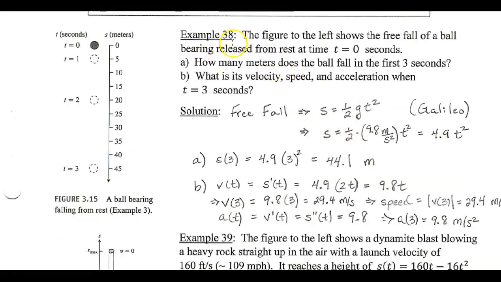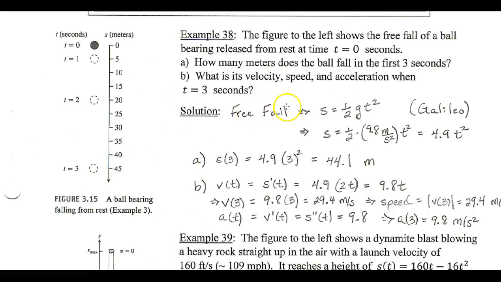So in this example 38, the figure to the left shows the free fall of a ball bearing released from rest at time t equals 0. So I'm up on a tower or something, and I'm going to call the top of that tower position 0. So when I drop a ball bearing out of my hand, it's going to fall due to gravity, right? Notice I always have to figure out what my s-axis, my position axis, is, and I have to know where 0 is so I know whether velocity is positive or negative, and those kinds of things. So when I set position 0 at the top of the tower, then if I drop the ball, it's going to be positively going down. So down is actually positive when I do this.